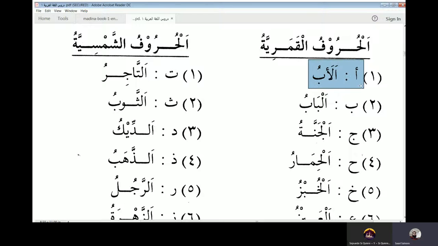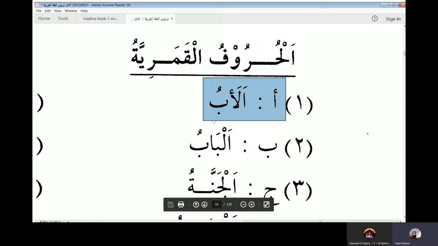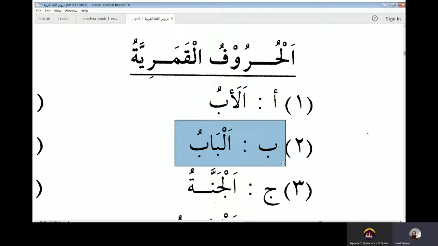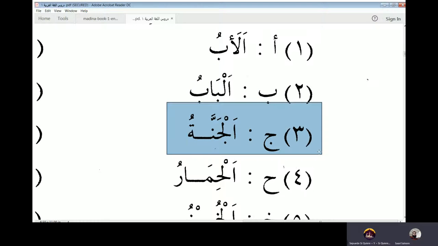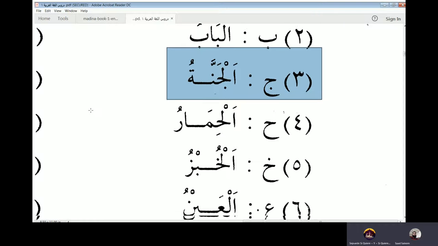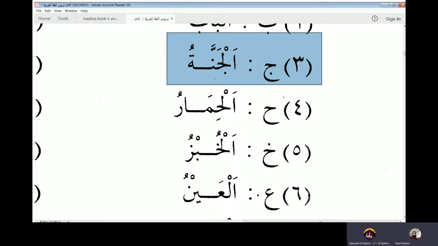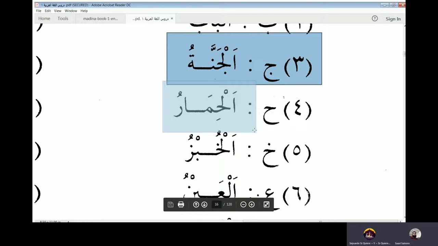Okay, read this. First is Alif. Al-Abu. What is this? Al-Abu. Dad? The father. Okay. Ba. Al-Babu. The door. Jim. Al-Jannatu. Is that heaven? Yes, paradise. Al-Jannatu. Okay.